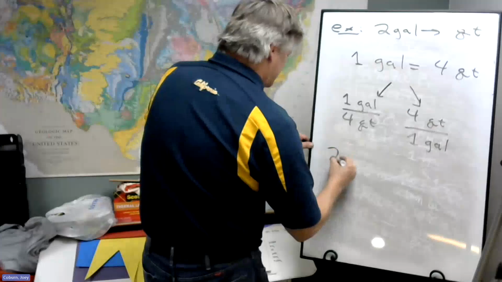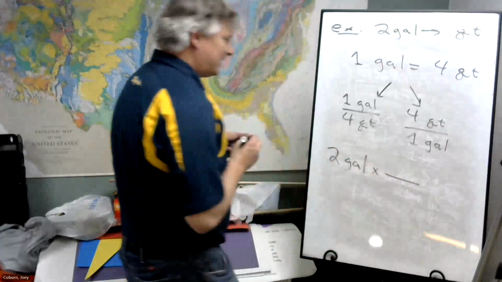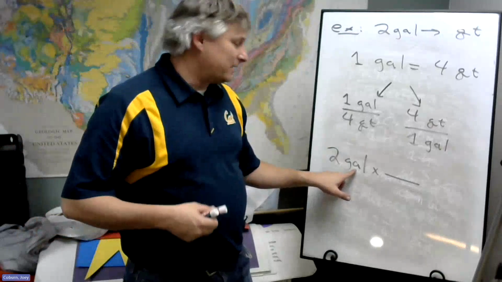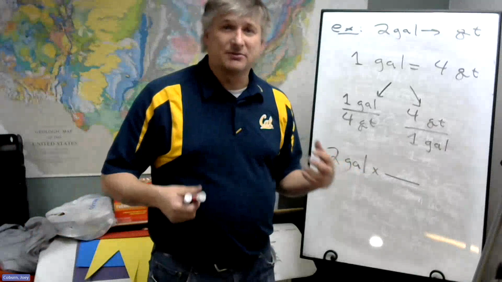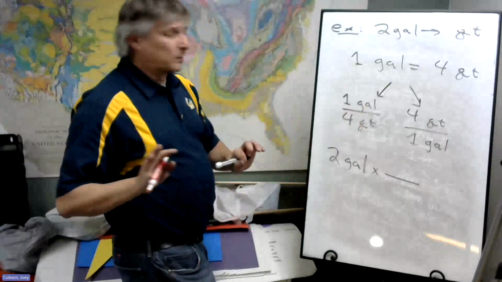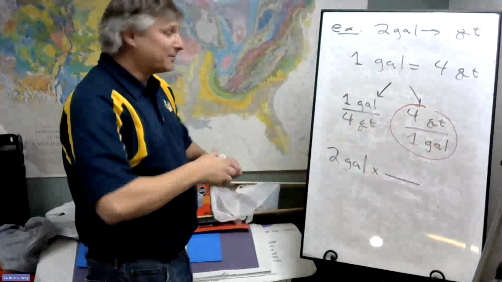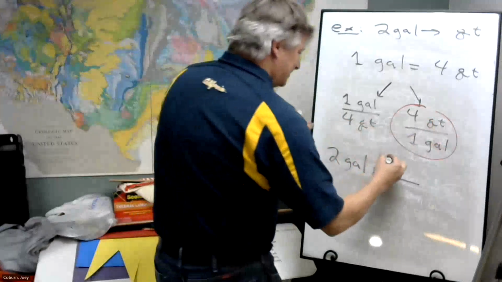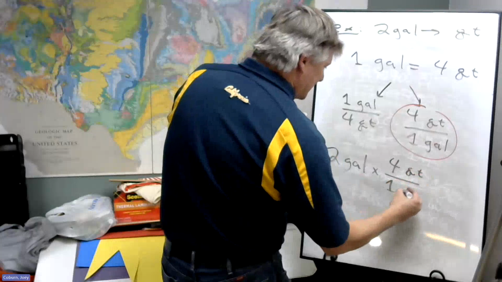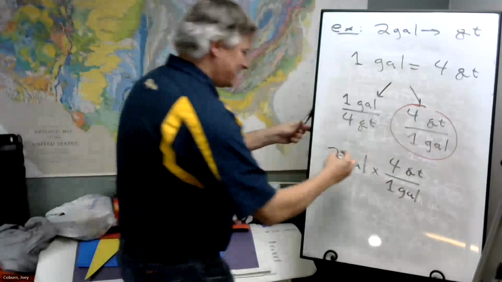So we have our 2 gallons. We need to choose a ratio where, since gallons is on the top level, gallons is on the bottom. Here, gallons is on top. That's not going to work. But this one, gallons is on the bottom. So let's go with 4 quarts on top, and then there's that 1 gallon on the bottom. Gallons cancel.